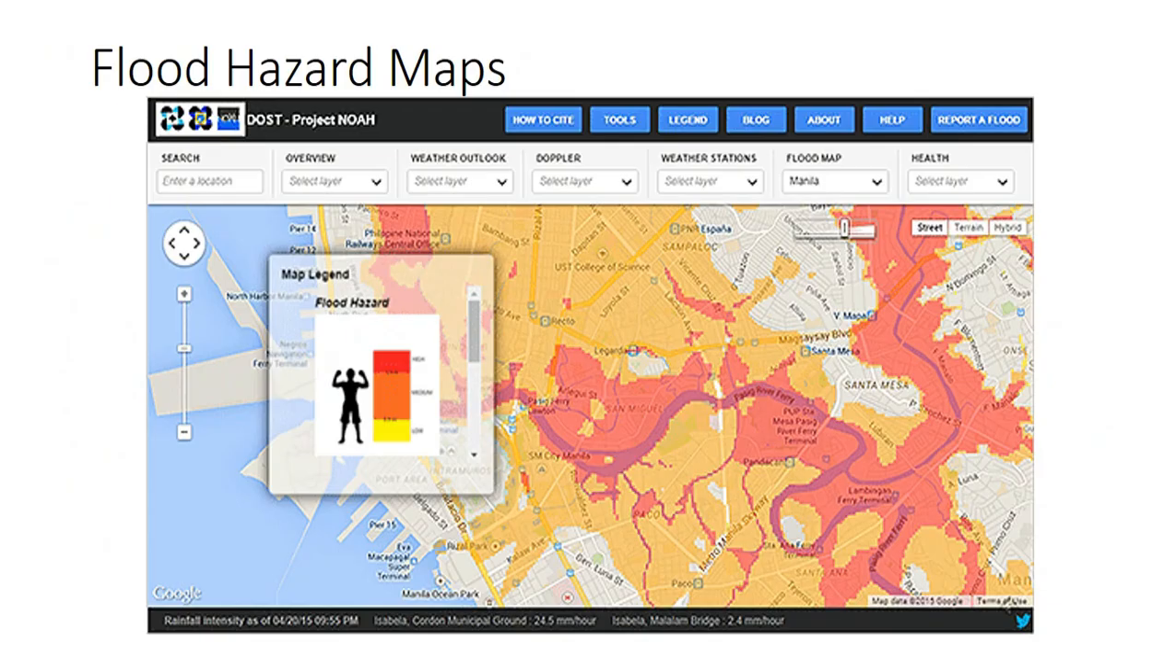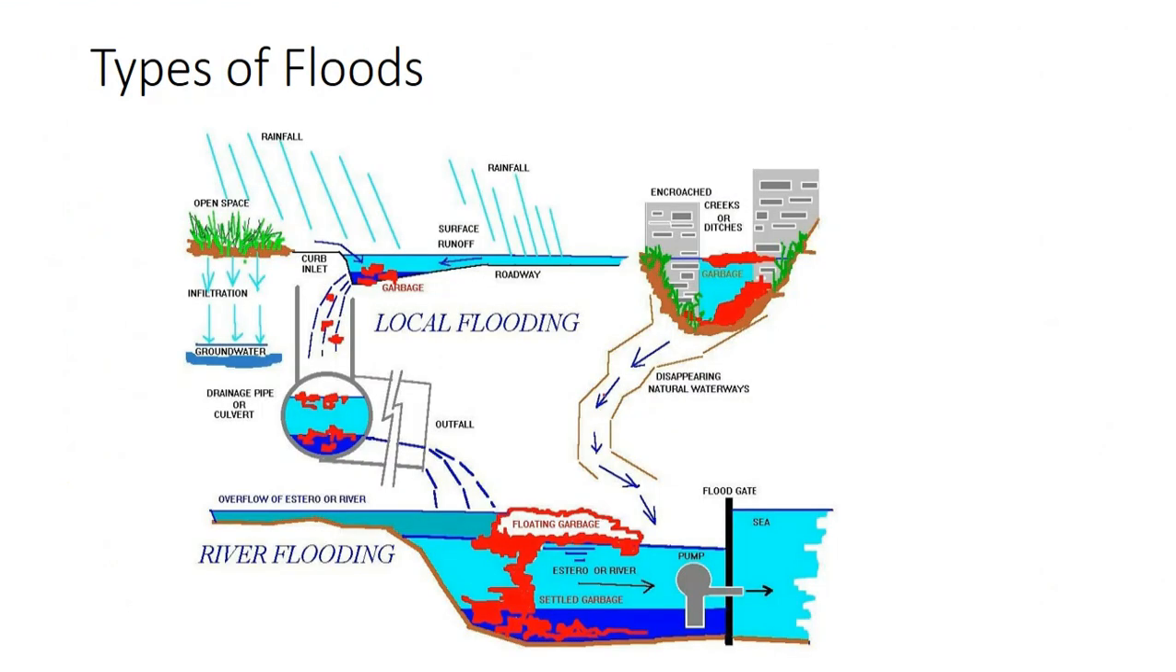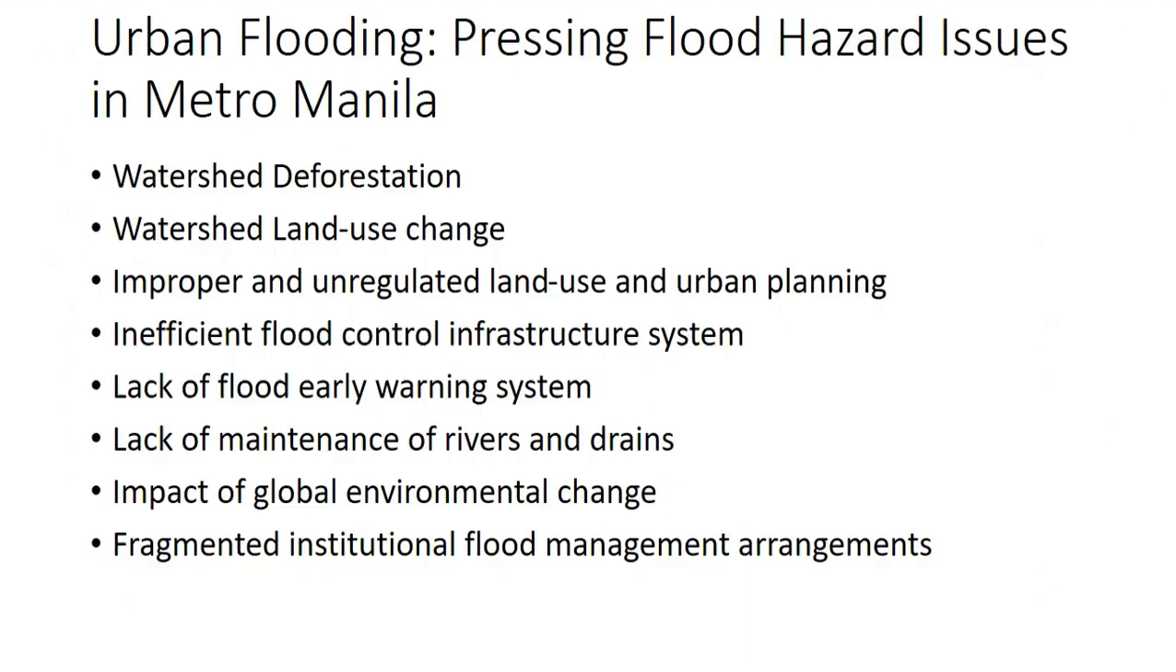So your flood hazard maps basically show the risk, or highlighted areas wherein the risk is higher when it comes to flood happening. So, sample flood hazard maps from the Dream website and UP NOAH. The types of floods, as we said earlier, are your riverine and coastal flooding and urban flooding.